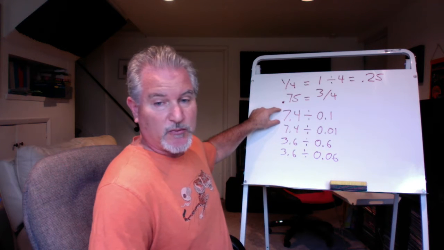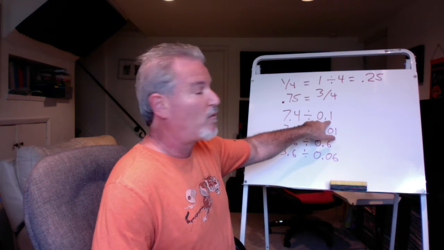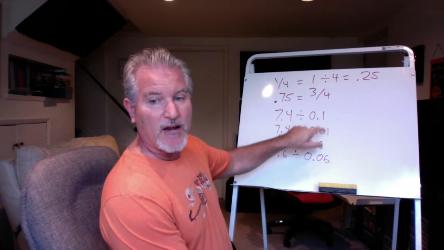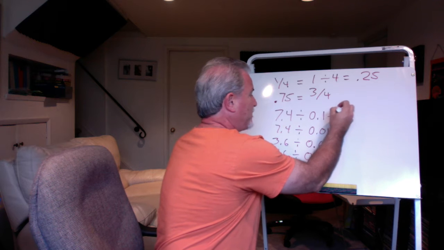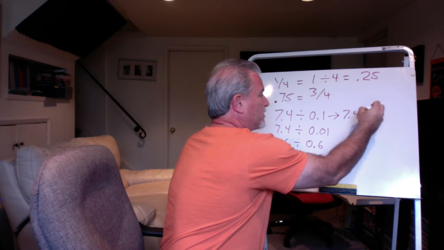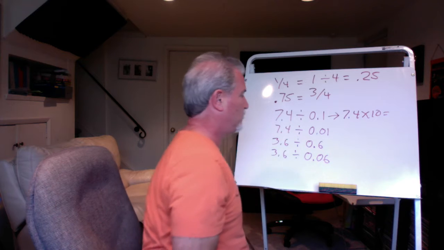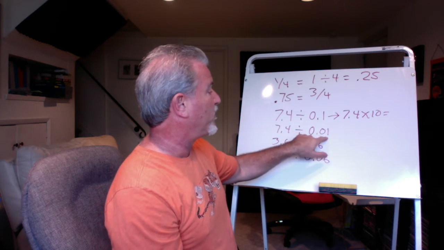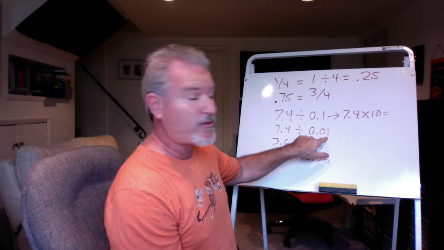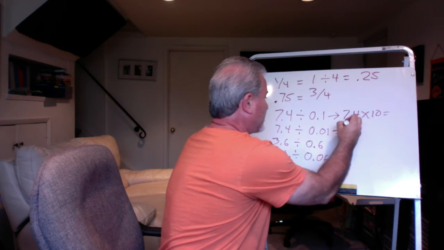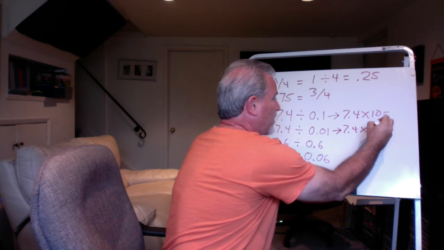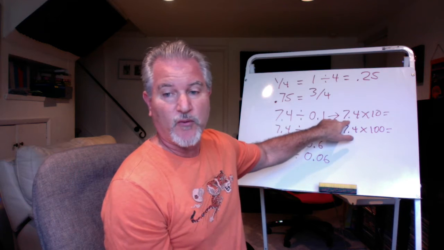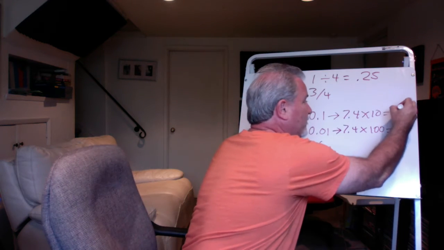So here is the decimal 7.4 divided by 0.1, which is the same as 1/10. Remember, when you divide by 1/10, it's the same as saying 7.4 times 10. Same thing with this one: 7.4 divided by 0.01, which is 1/100th, is the same thing as doing 7.4 times 100. When you multiply 7.4 times 10, you get 74.